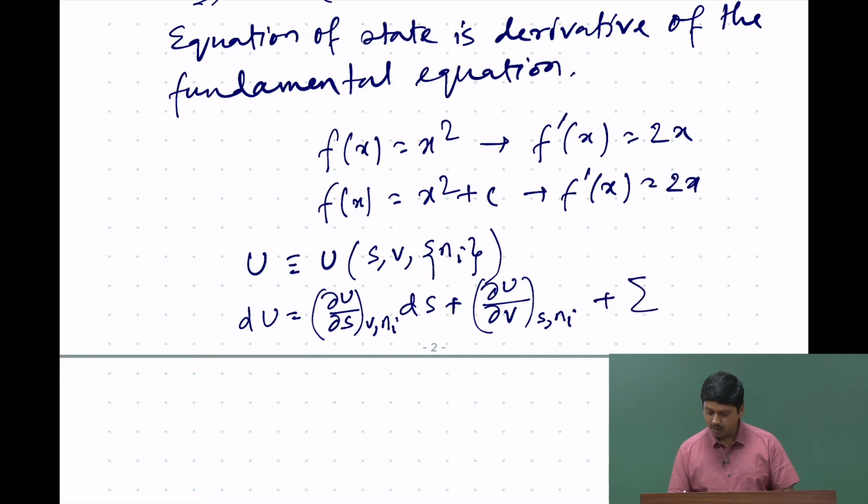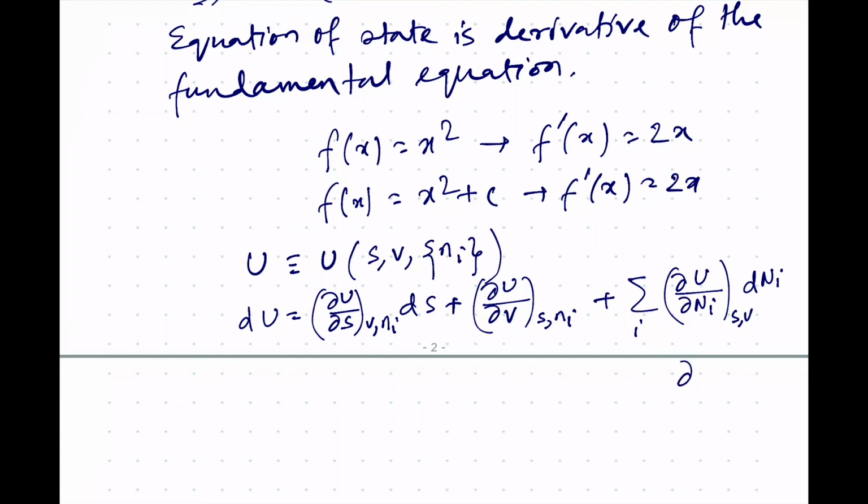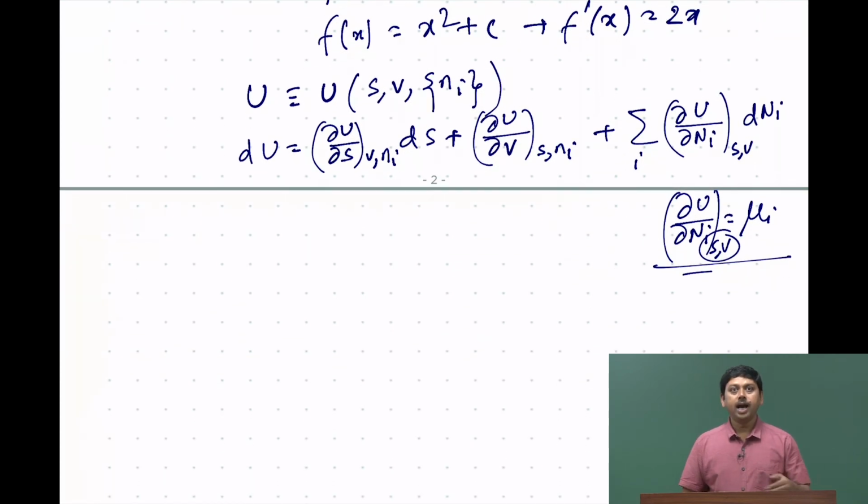plus the sum over i of del U by del n_i at constant S and V, dn_i, which means that del U by del n_i for a multicomponent system at constant S and V is nothing but mu_i. Never forget these subscripts, because without them it will not be meaningful, and the mu_i's are for a multicomponent system: for a mixture of 3 or more components, each of them will have their own chemical potential.